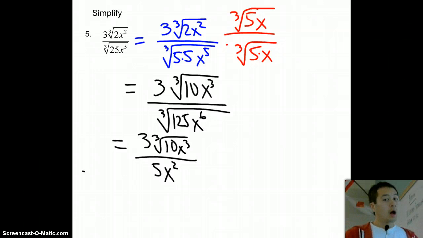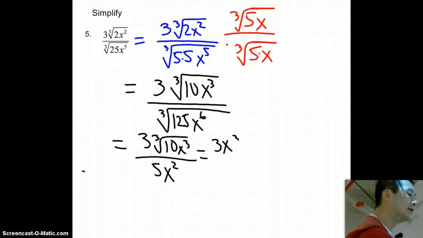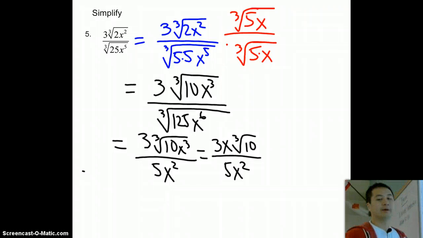Are we done? Almost. If you did this on a test, you'll still lose points. Why? Because you didn't fully simplify. Take a look. Can I simplify the cube root of 10? No. Can I simplify the cube root of x cubed? Yes. That's 3x cube root of 10 divided by 5x squared.